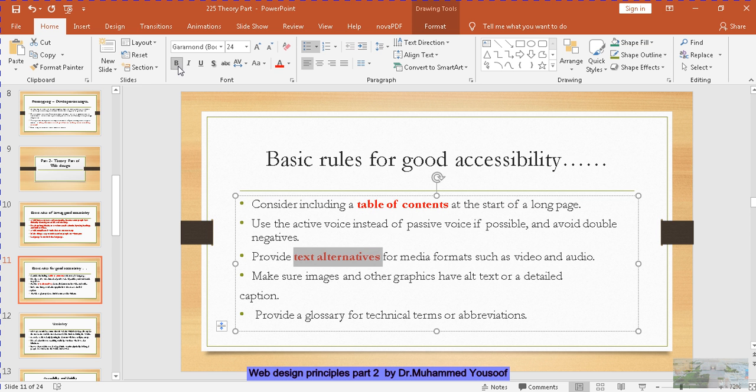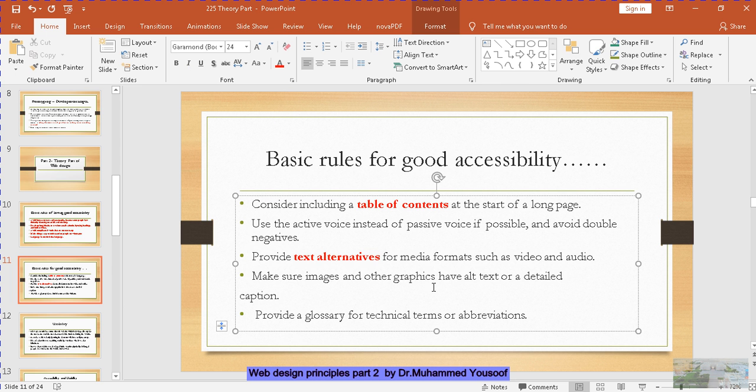If this image cannot be displayed for some reason, because the format of the picture is not supported by your browser, you will still see some text. The text will be there, and if somebody clicks on the text, they will be able to open that particular link. Okay, alt text or detailed caption.